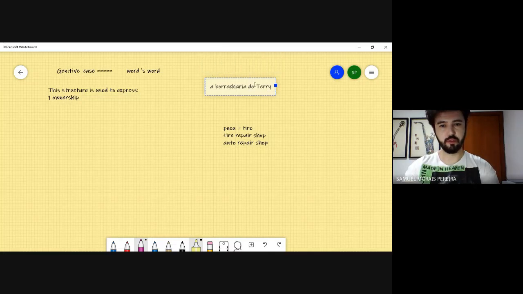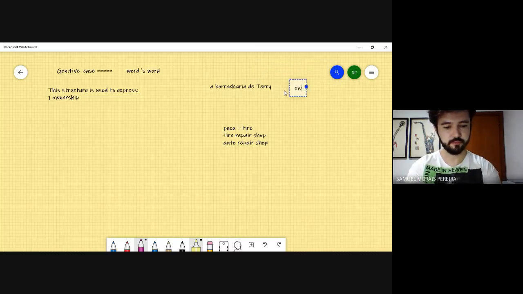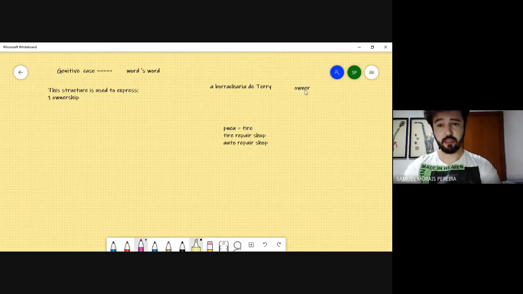Eu vou apagar o do aqui, and I'm going to write the Terry, okay? When I say the Terry, I am expressing that there is a relationship of ownership entre a palavra 1 e a palavra 2. Terry é o owner, é o proprietário, ó, owner da borracharia, okay? So he is the owner.